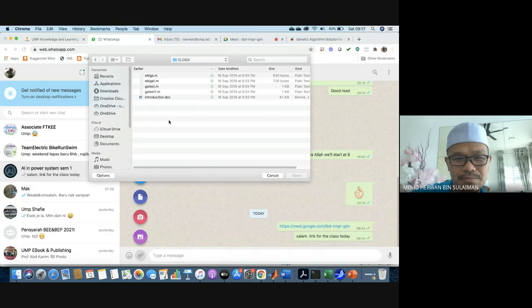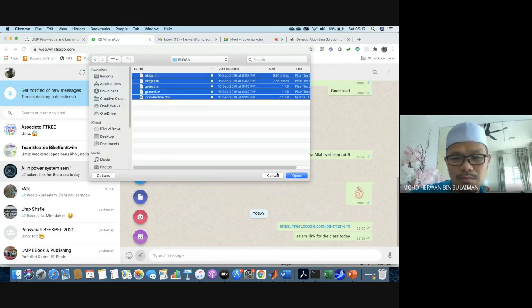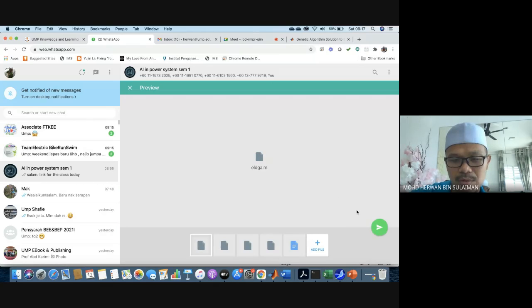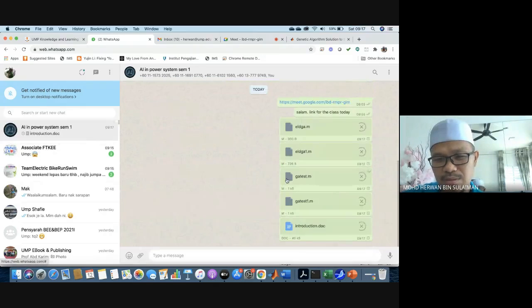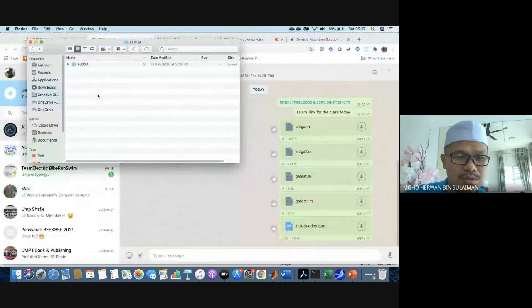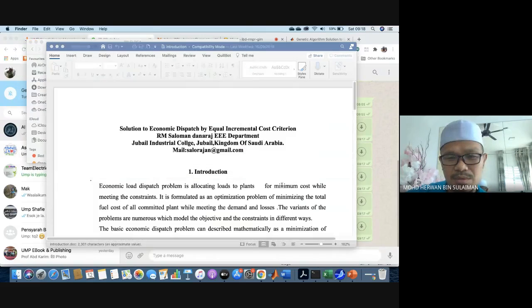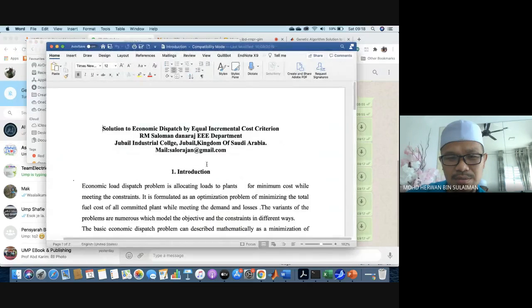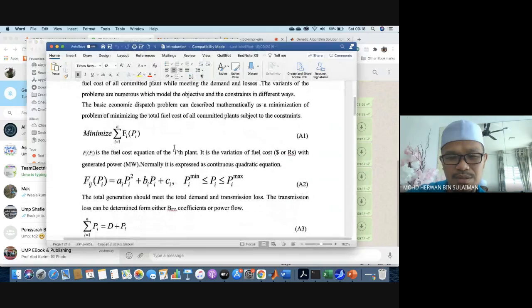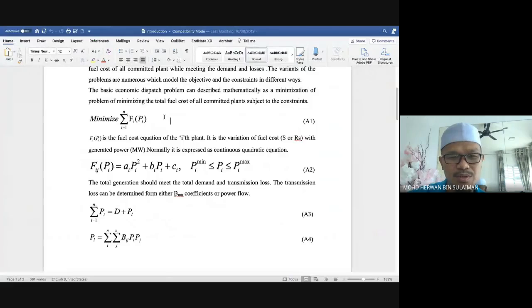LDGA. So you need to put all the files in the same folder. Okay, so you can open the, I think this one is the introduction. The paper, or I'm not sure, I think it's his paper. This guy. Okay, this is what we have learned about the economic dispatch, but this one is a simple one.